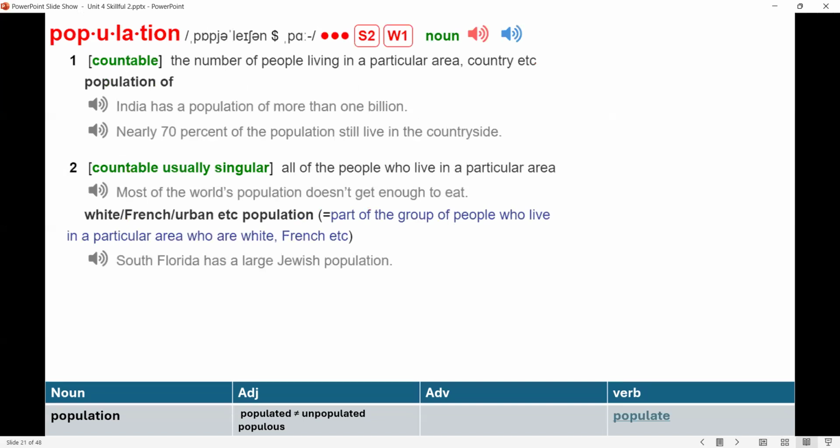Population. Population refers to the number of people living in a particular area, country, etc. Population of. You can talk about white population, French population, urban population. India has a population of more than 1 billion. Nearly 70% of the population still live in the countryside.